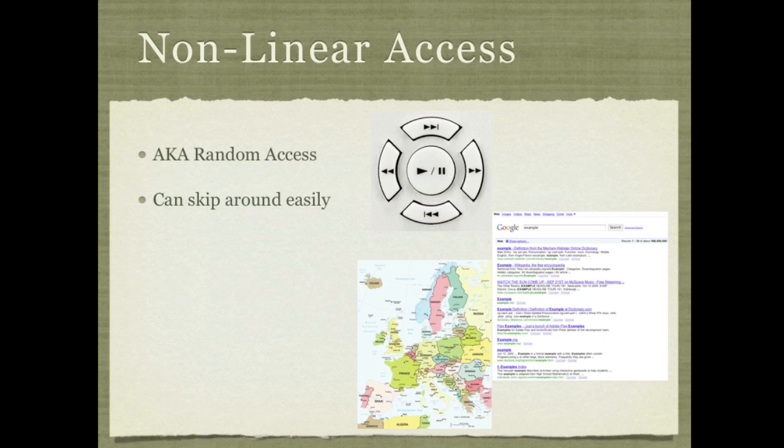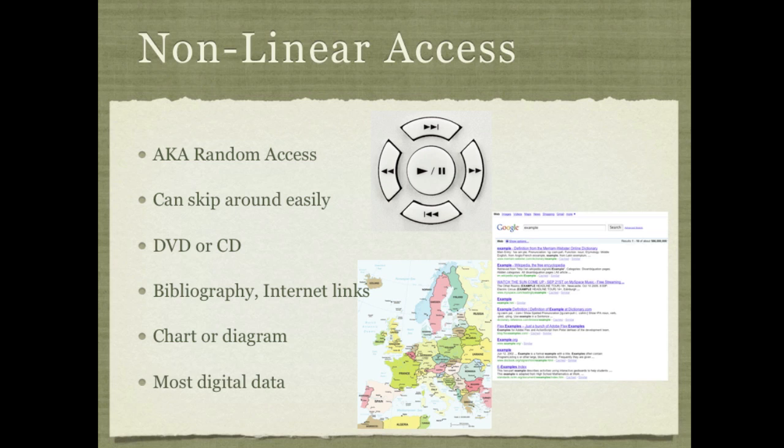And digital technology is one of the big things that enables this. For example, on a CD or a DVD or a Blu-ray or what have you, you can instantly skip to any chapter you want. You don't have to fast forward or rewind. Other forms of nonlinear access include bibliographies or internet links, so there's a couple places where you can find it in the analog domain. Another place that you'd find it just in the regular world is a chart or a diagram. The information is laid out two-dimensionally and visually rather than being one item at a time. Most digital data is nonlinear in the way you access it, even if it is stored in a continuous block of memory, wherever that is.